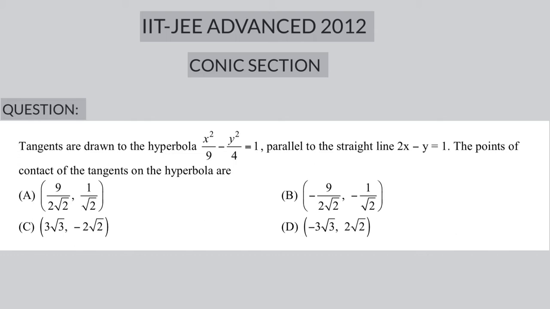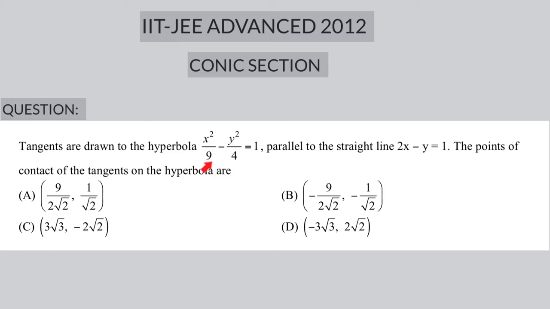We will consider one of the methods for the curve. What will be the equation of tangent for this curve at the point x1, y1? We are finding the equation of tangent using the T equals 0 concept. So the equation of tangent at the point x1, y1 will be xx1 upon 9 minus yy1 upon 4 equals 1.